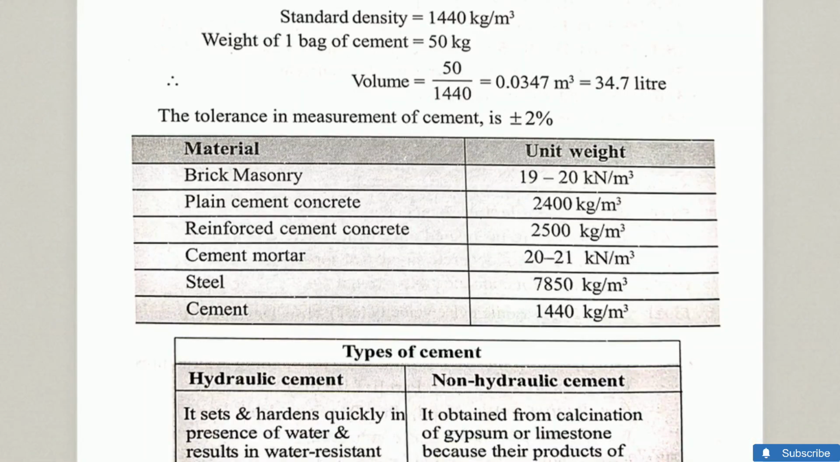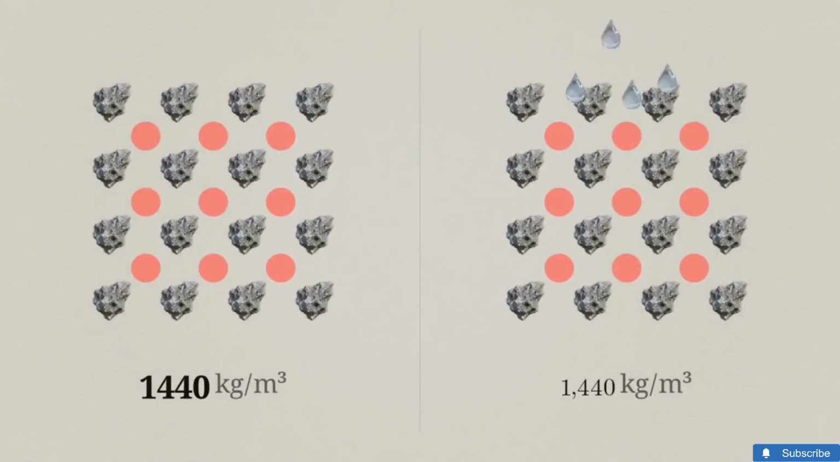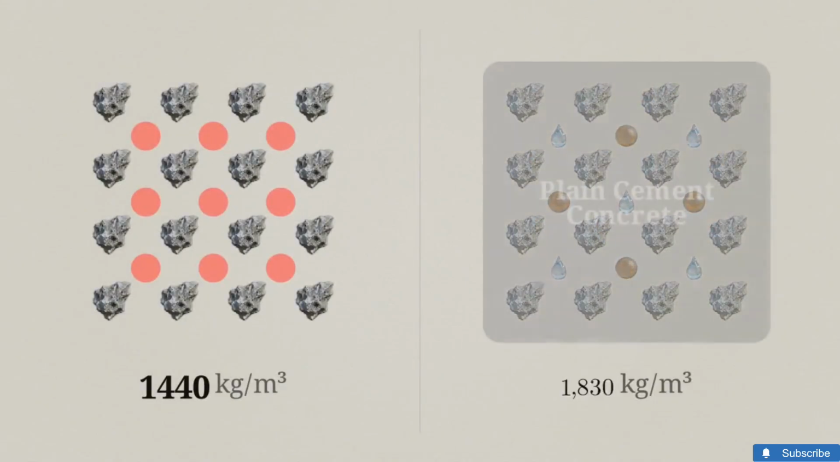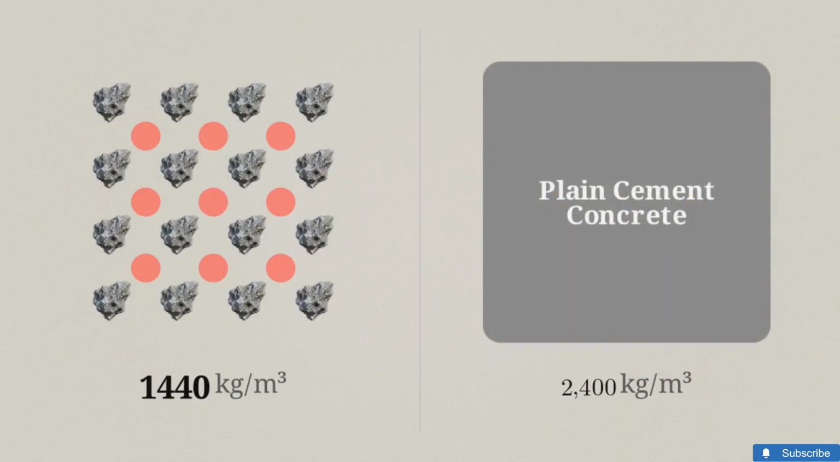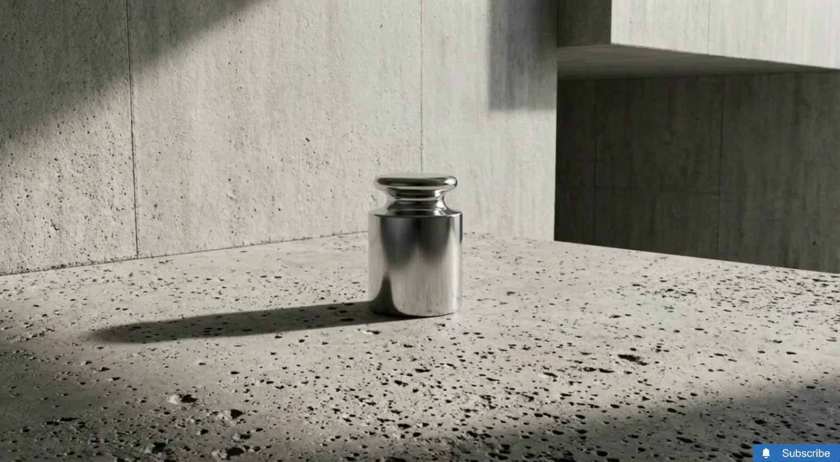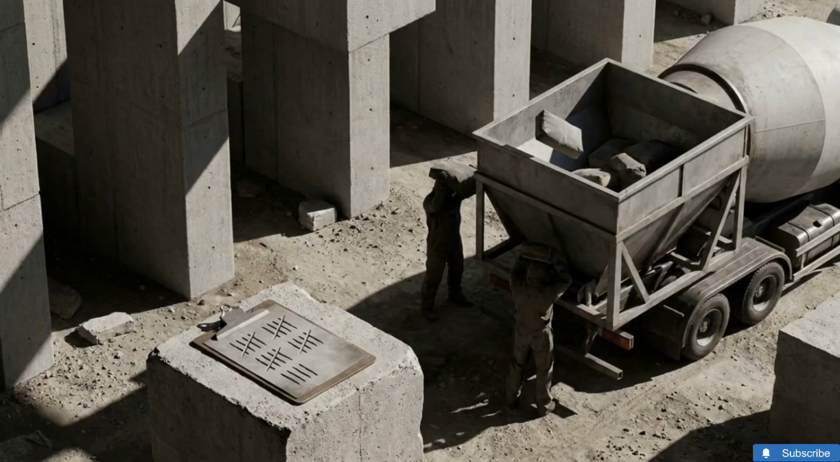This chart lists unit weights for common construction materials, revealing a stark numerical contrast. Raw cement sits at 1,440 kilograms per cubic meter, but once hydrated and mixed with sand and aggregates to form plain cement concrete, the density leaps to 2,400 kilograms per cubic meter as those internal voids are filled. The 50-kilogram weight is a precise mathematical anchor. It ensures that whenever a crew mixes concrete, they can reliably calculate exact volumetric ratios without having to manually weigh the powder in the field.